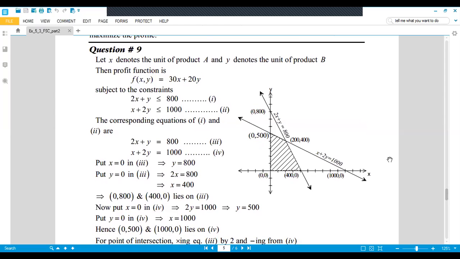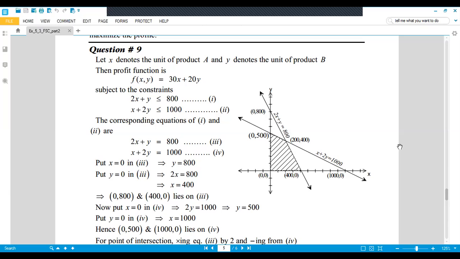In question number 9, the statement is given: a machine can produce product A by using 2 units of chemical and 1 unit of compound, or can produce product B by using 1 unit of chemical and 2 units of the compound. Only 800 units of chemical and 1000 units of the compound are available. The profit per unit of A and B are rupees 30 and rupees 20 respectively. Maximize the profit function.